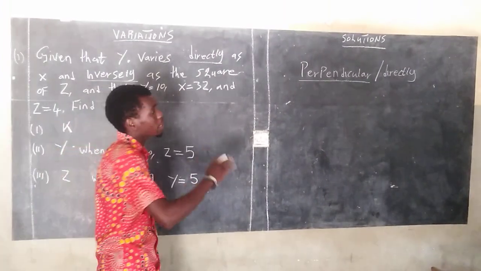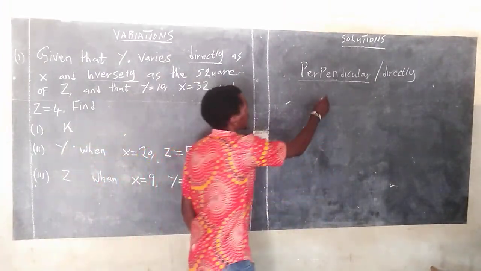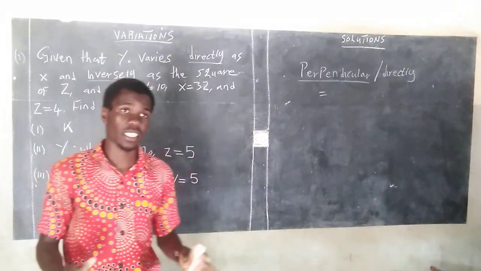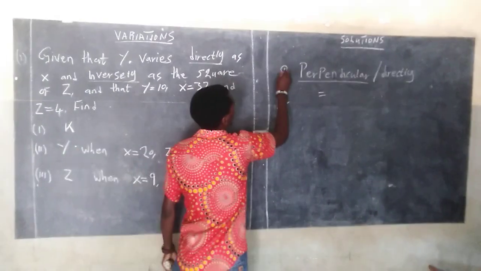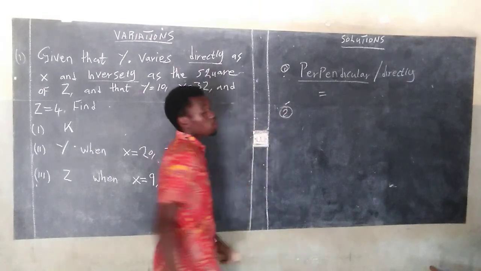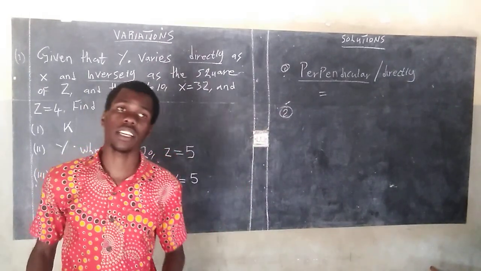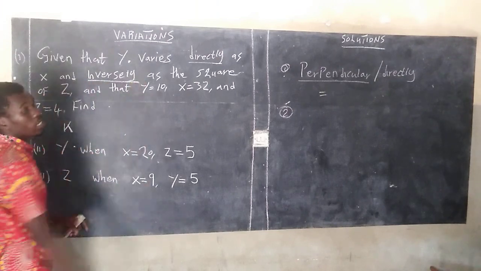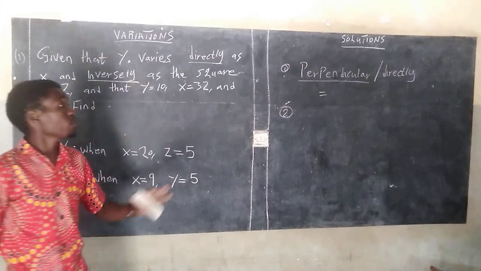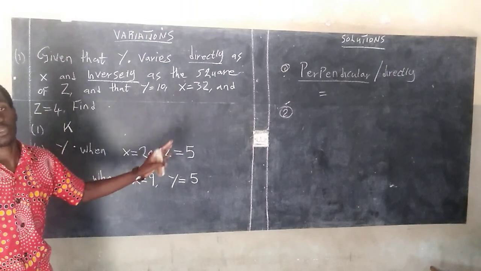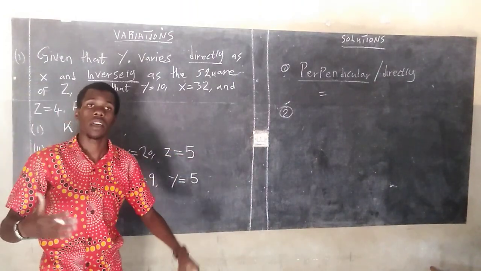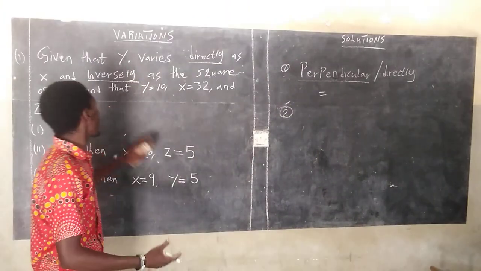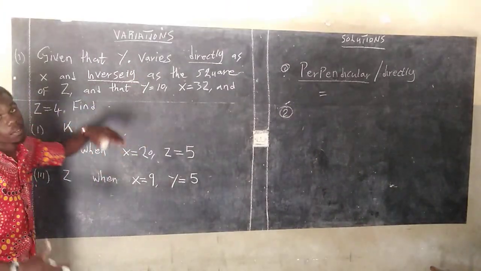This direct or perpendicular simply means equals, just an equal sign. This is the first thing. The second thing which they normally use is the word inversely. I'm just trying to break down the meaning of these words. This is just a preamble of this topic, variations. There's another word which they normally use, the word variation.